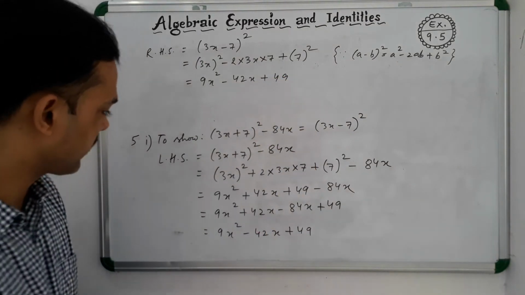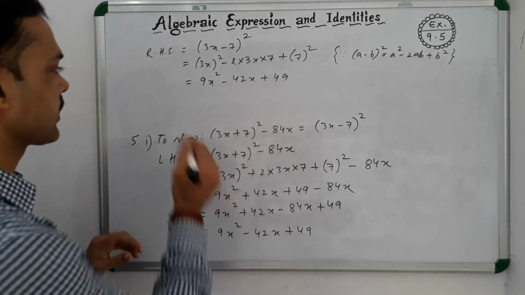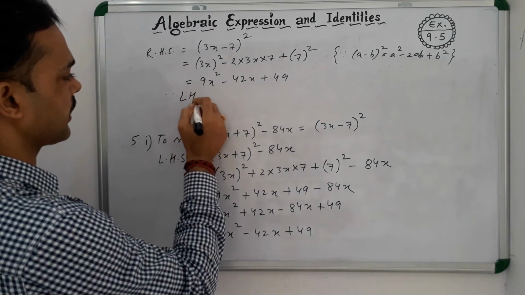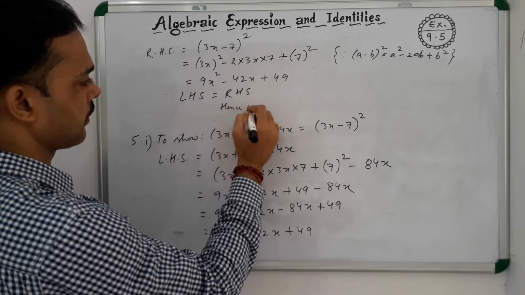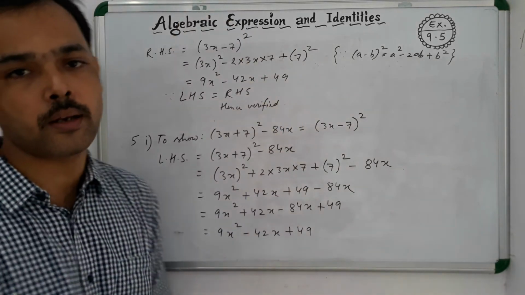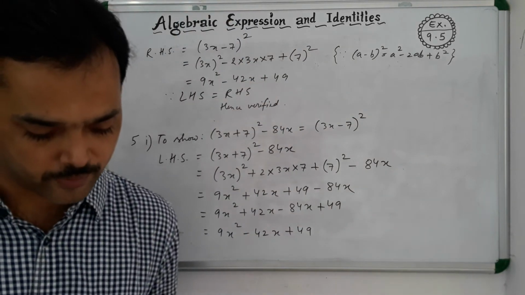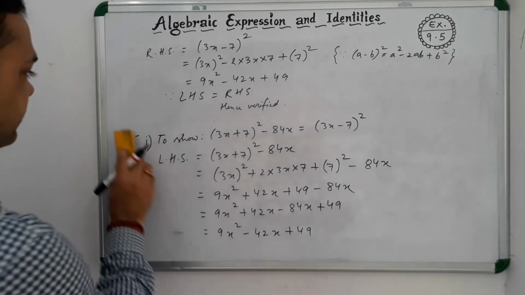Now do you observe that LHS and RHS, they both are same? So since LHS equals RHS, hence verified. In this way we have done the first part of question number 5. After this, let us now move on to the third part.